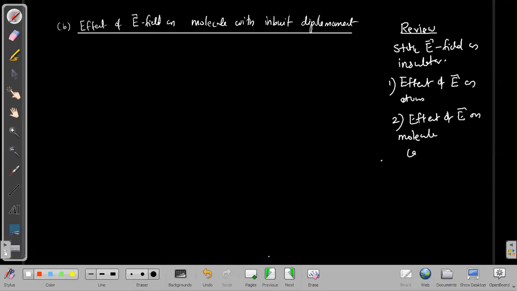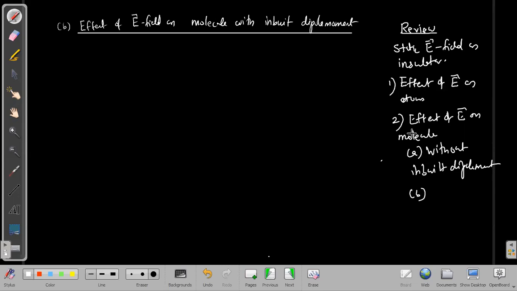molecule. So this molecule has two types: without inbuilt dipole moment, and second, the effect of electric field on molecule with inbuilt dipole moment. Okay, so what is the effect of electric field on neutral atom? It just produces a dipole moment. So a dipole moment will be induced if you apply the electric field on neutral atom.